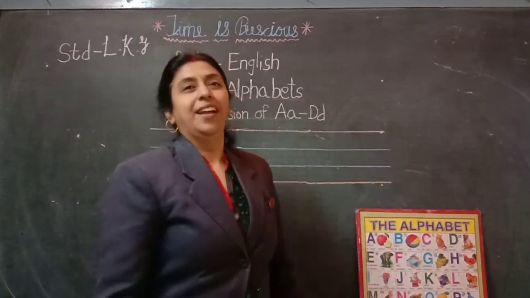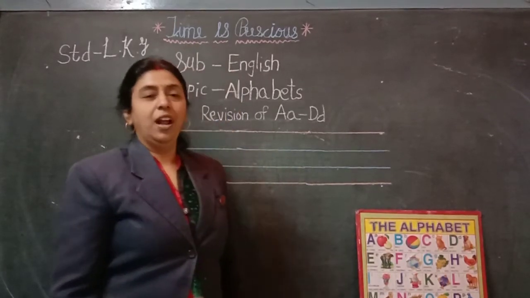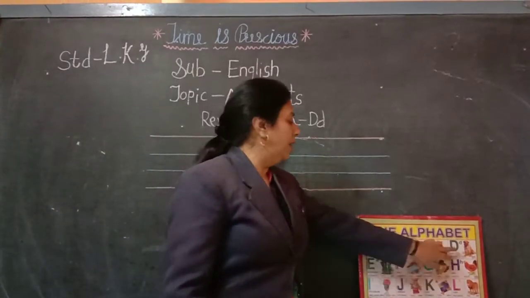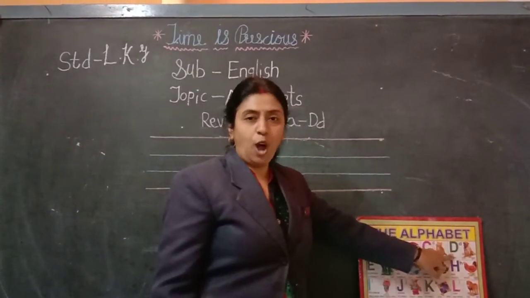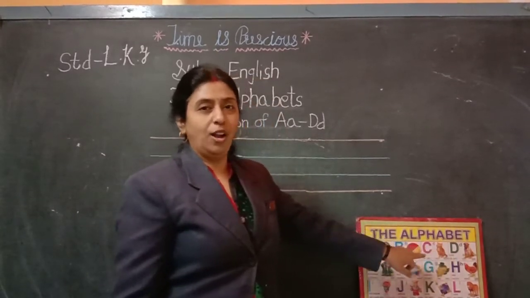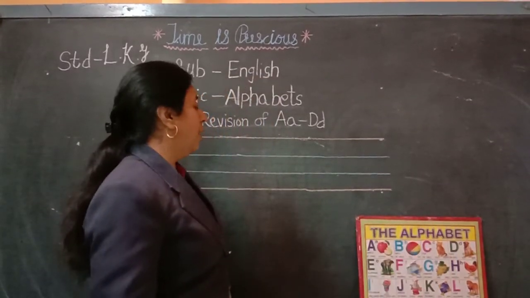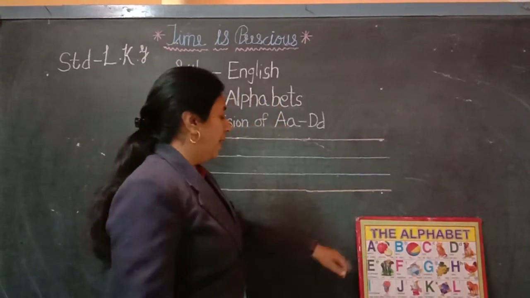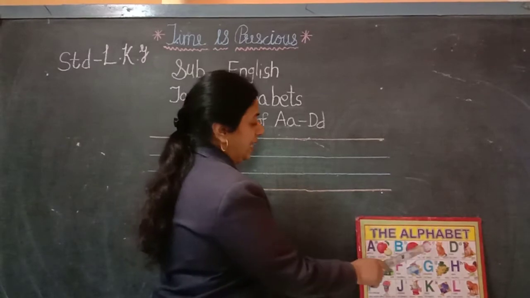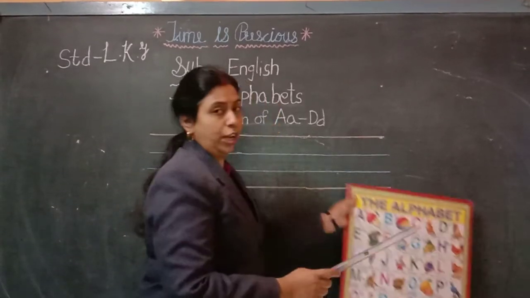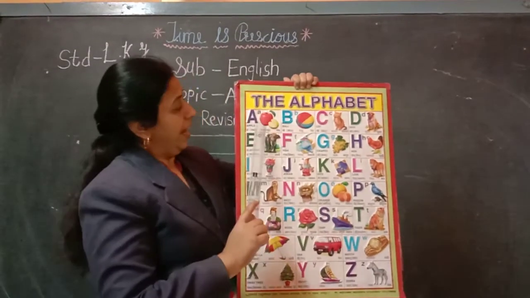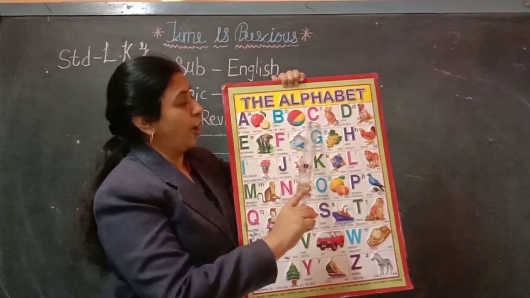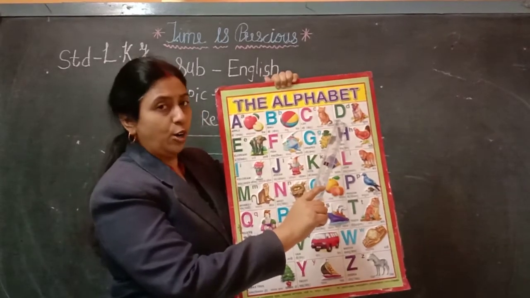Very good. In last class, you have learned how to read and write capital and small d. D for dog. D for doll. Today we are going to learn how to read and write capital and small A, B, C, D. Look here, look at this chart. A for apple, B for ball, C for cat, D for doll.